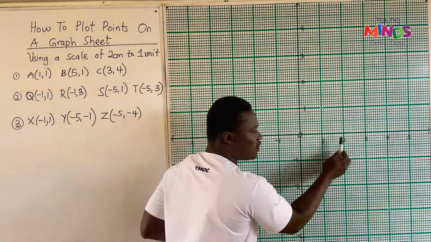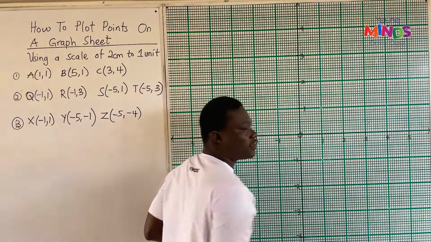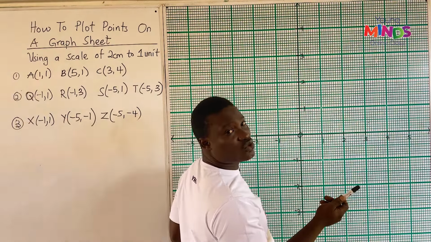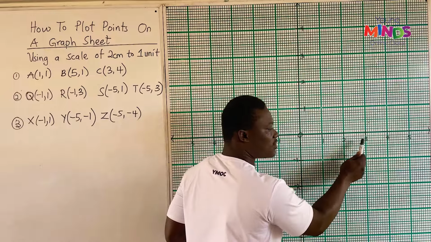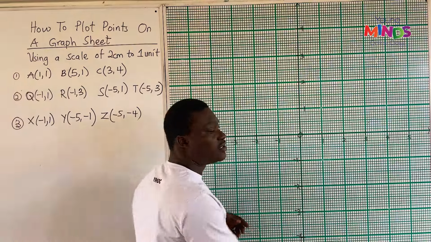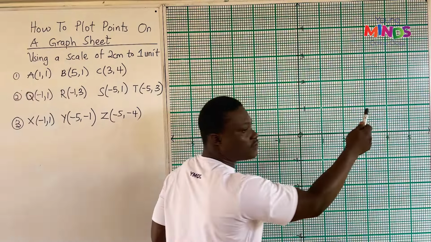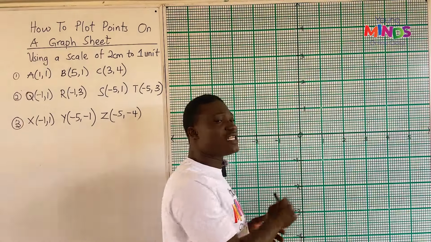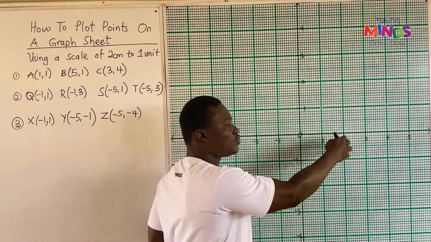Then I'm using 1, 2, 3, 4, 5 because I'm using the scale of 1 unit. If I would like to use 2 units, then I'll use 2, 4, 6, 8, 10. 3 units, 3, 6, 9, 12, 15. Okay. But I'm using 2 centimeters to 1 unit, so I'll use 1, 2, 3.